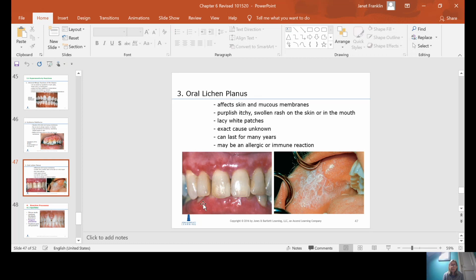It can manifest itself in a more acute phase like this, where it becomes painful, red. Usually the patients, when they have this form, they can't eat. They can't brush their teeth. They get plaque accumulation, and then the plaque exacerbates what's already going on in their mouth. It's treated usually with steroids.